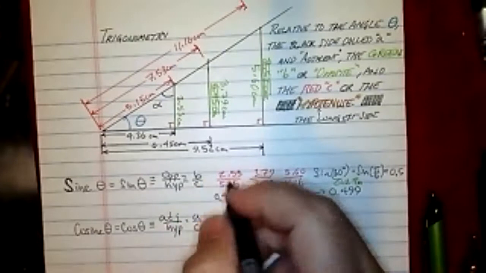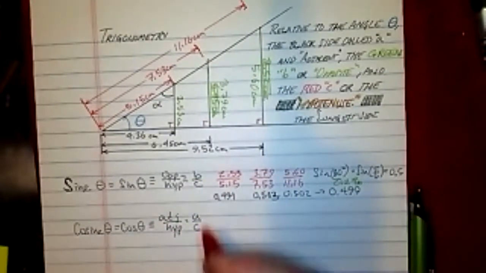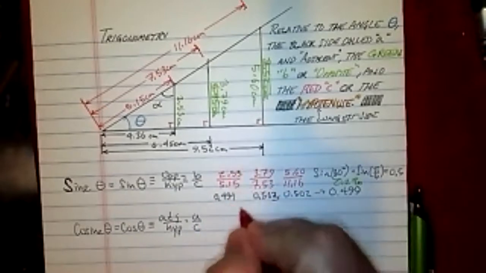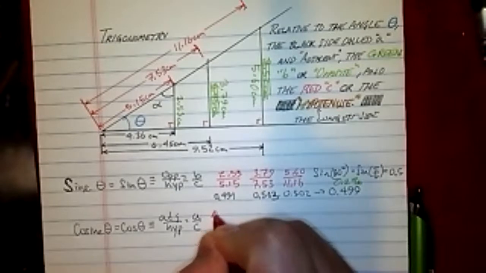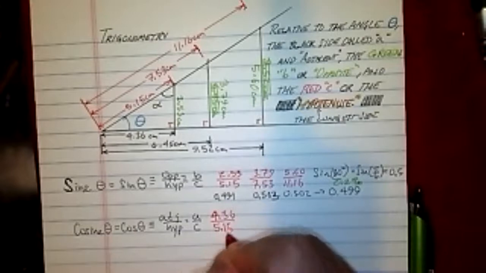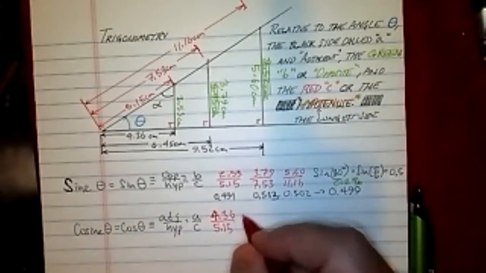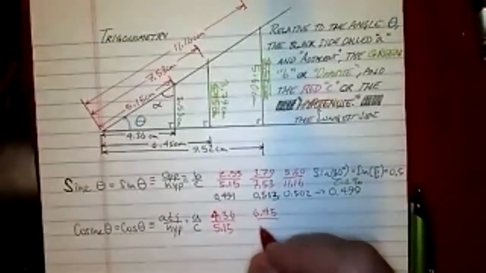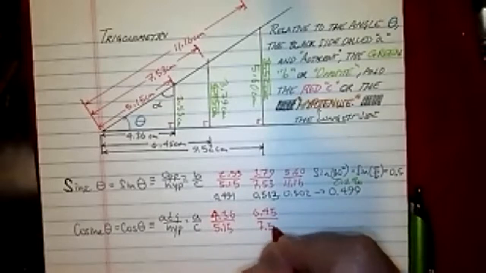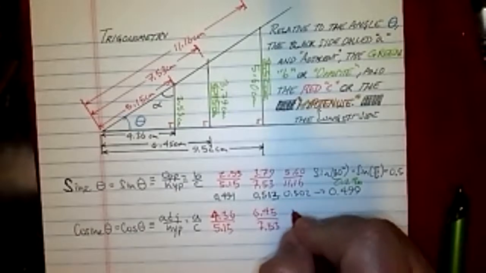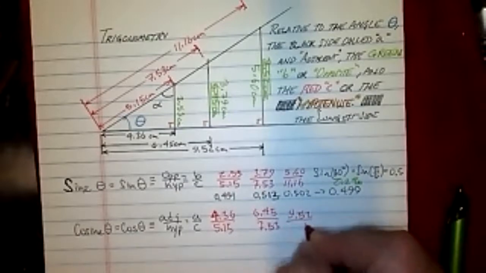And when I measured these and did their ratio, I found out the values were 4.36 over 5.15. This is a 4, I need to make sure y'all can see that. Then 6.45 over 7.53. And then finally 9.52 over 11.16.